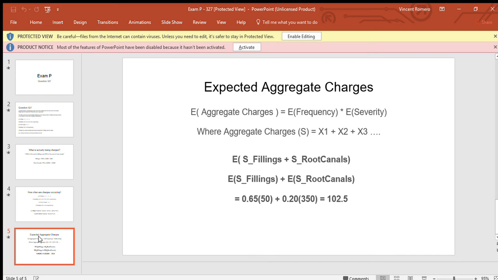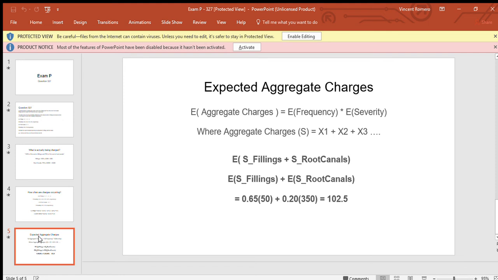Anyway, with the expected aggregate charges, we're looking at the expected aggregate fillings plus the expected aggregate root canals. You can see I've noted it as S underscore fillings and S underscore root canals. S is the sum of these charges. Where I say aggregate charges S is equal to x1 plus x2, x just represents the charges. So S is the sum of these different charges, for fillings and for root canals.